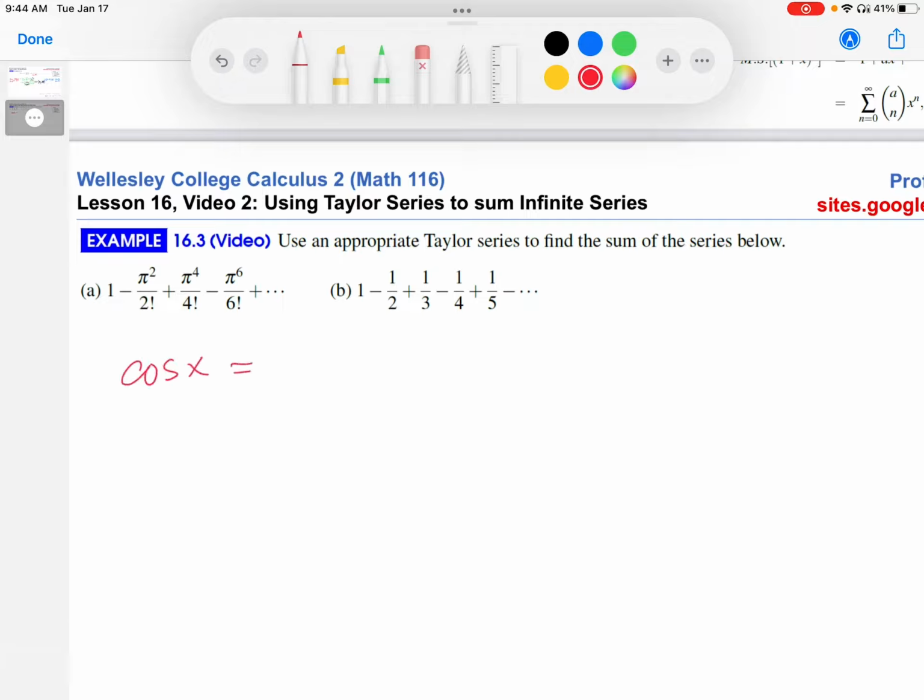So cosine of x's Maclaurin series is 1 minus x squared over 2 factorial plus x to the 4th over 4 factorial, and so on and so forth. So it alternates with these even numbered factorials in the denominator and also even numbered powers of x. And then it keeps going.